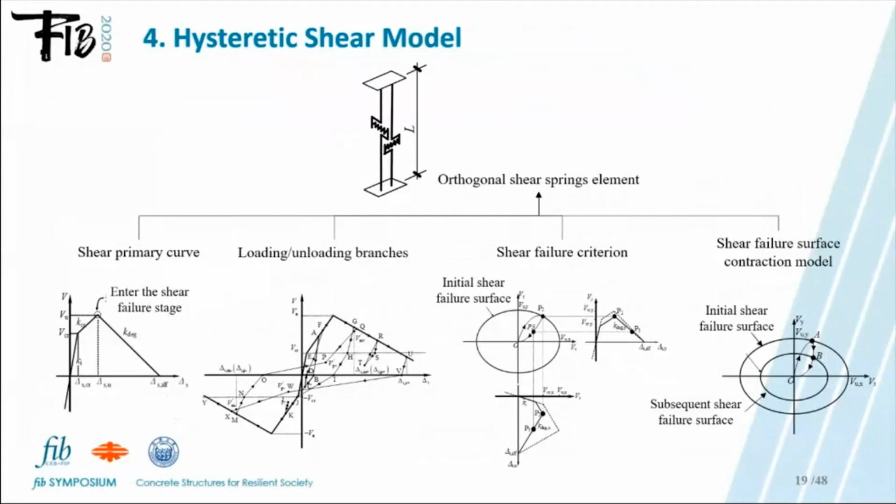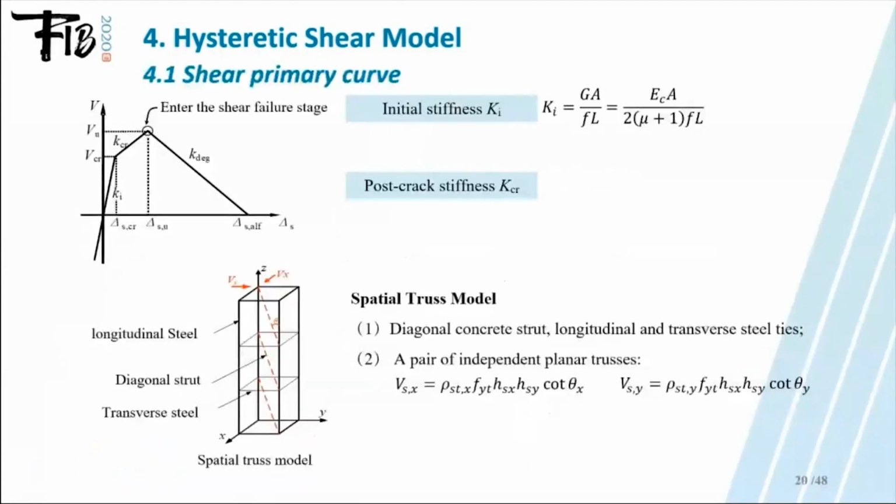Part 4. The hysteretic shear model. Based on the experimental results, a simplified hysteretic shear model was proposed. The hysteretic shear model consists of a shear primary curve, loading unloading branches, a shear failure criterion, and a shear failure surface contraction model.